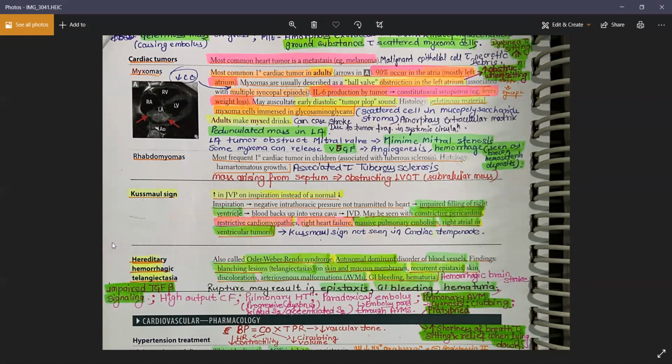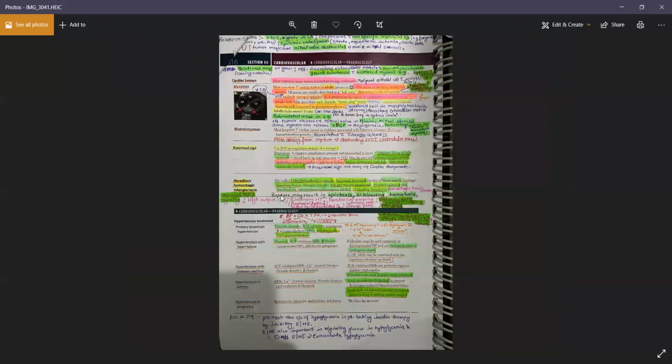Okay, so any doubt on this Osler-Weber-Rendu syndrome? Anyone? Any doubt? No. Okay, so we are done with the cardiology, embryology, physiology, and the pathology. And now we're going to discuss the pharmacology after a short break. Okay, we will discuss the pharmacology and we will end this chapter today.